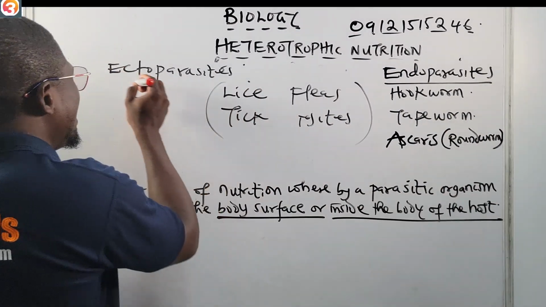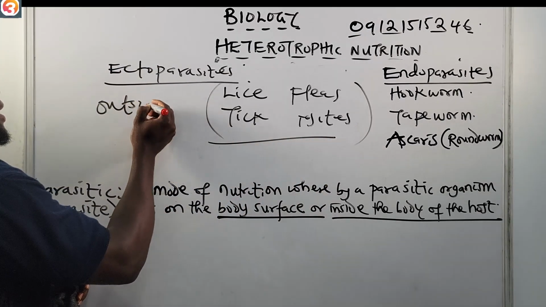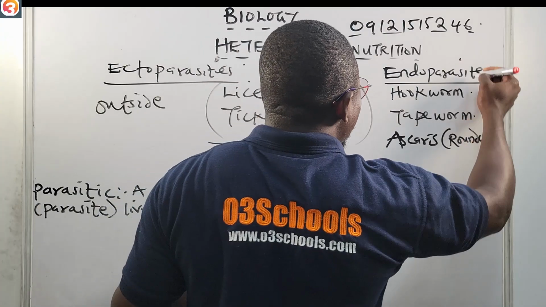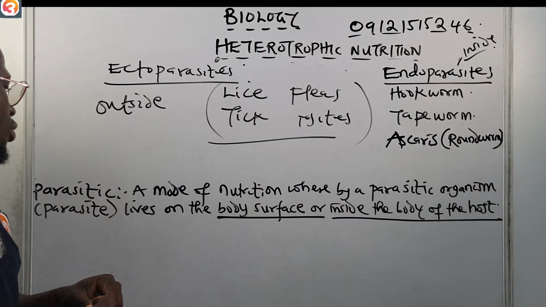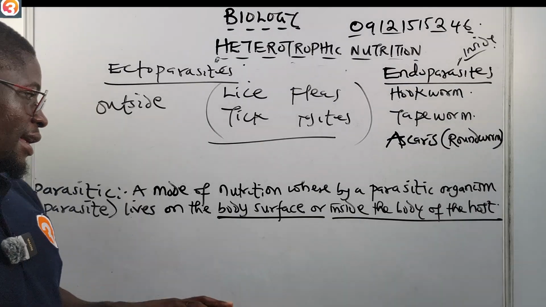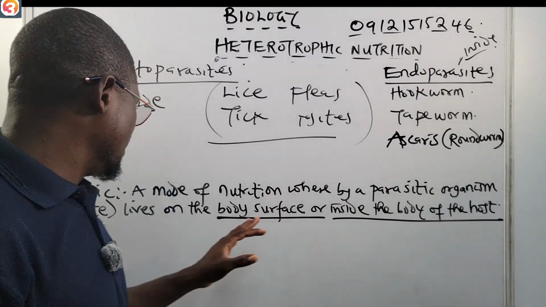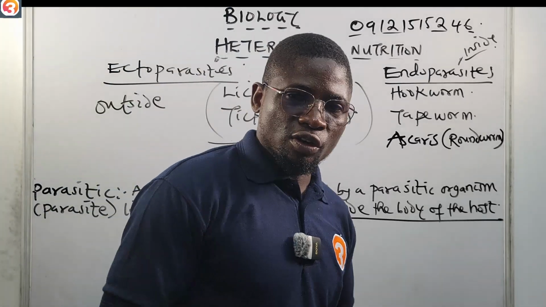So these ones are endoparasites because they live inside the body of the host. But these ones are ectoparasites because they live outside the body of the host. They live on the body. These ones live inside the body of the host. So that is the parasitic mode of nutrition, a type of nutrition whereby a parasitic organism, a parasite, lives on the body surface or inside the body of the host.